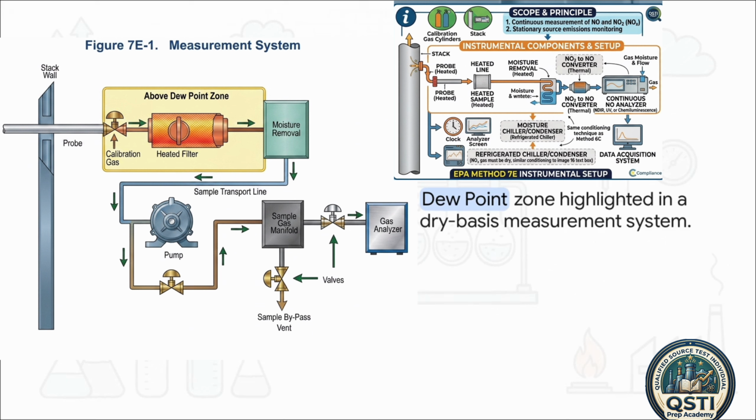This is absolutely critical. The sample temperature has got to be maintained at a sufficiently high level, all the way from the probe through the filter to prevent any condensation before it reaches your moisture removal equipment. Think about it. If water condenses, it can dissolve the NO2, effectively scrubbing your sample and giving you a falsely low reading. You'd essentially be reporting clean air while highly toxic gas is actually escaping.